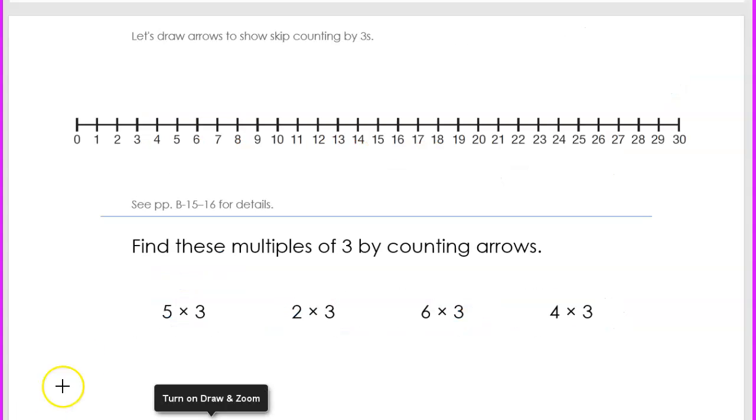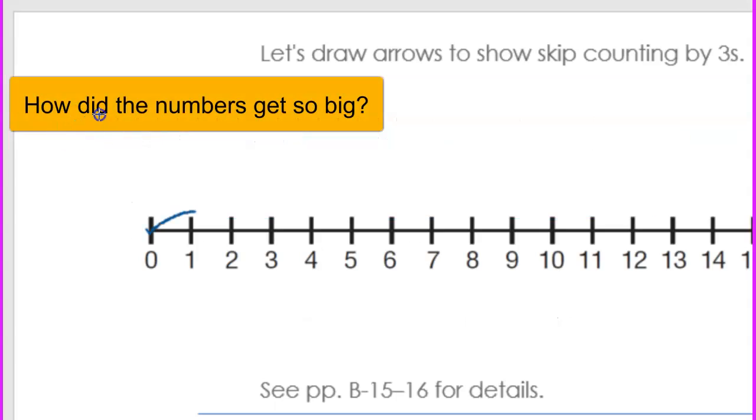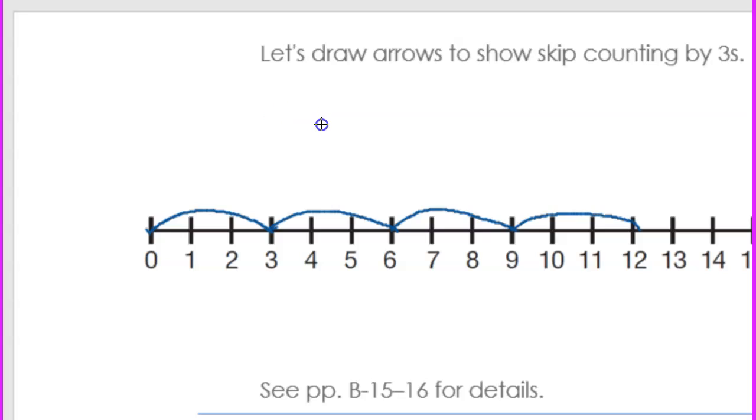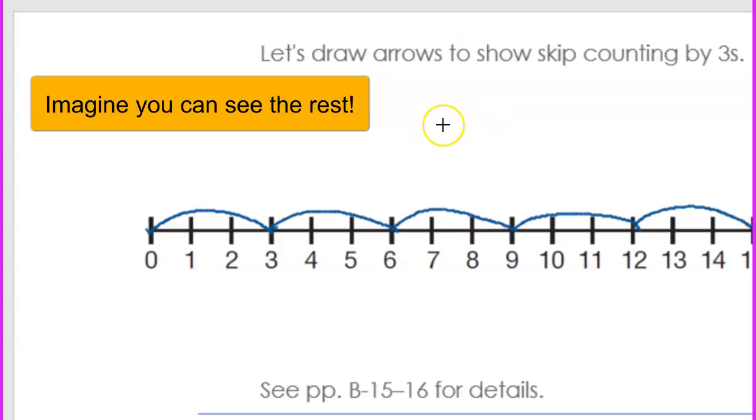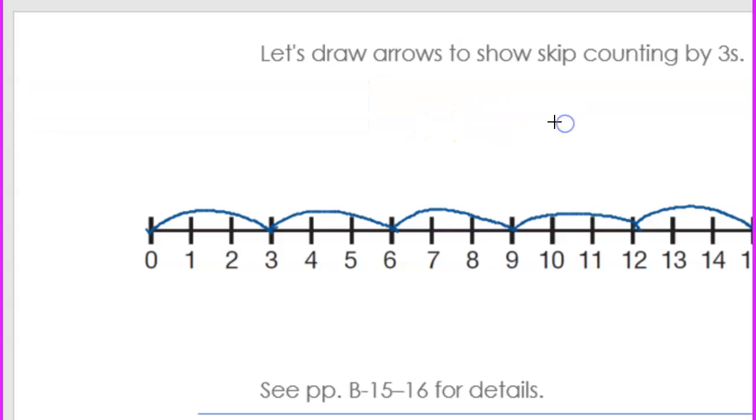Now on this page, it's asking us to draw arrows to show skip counting by 3s. So let's try that out. 3 to 6 to 9 to 12, 15, 18, 21, 24, 27, and 30. And then we can use that to find the multiples of 3 by counting arrows. So 5 times 3, well, I didn't draw the arrows on the end. We could draw the arrows in there, but we can count the jumps.